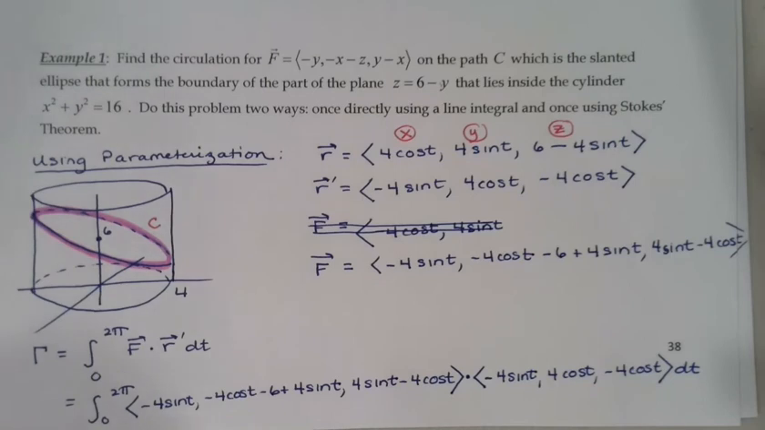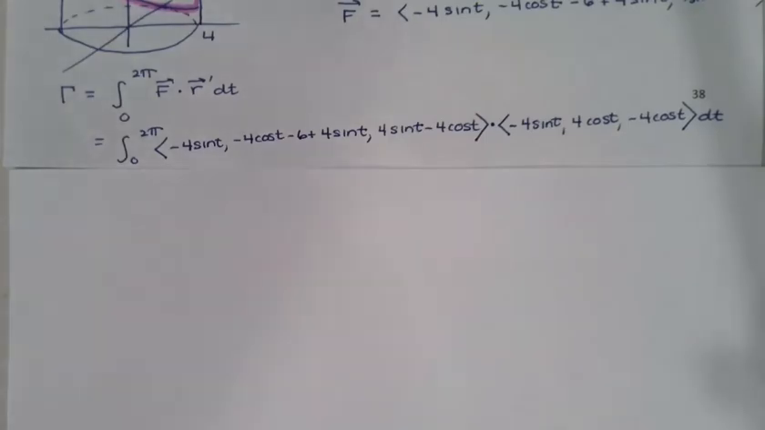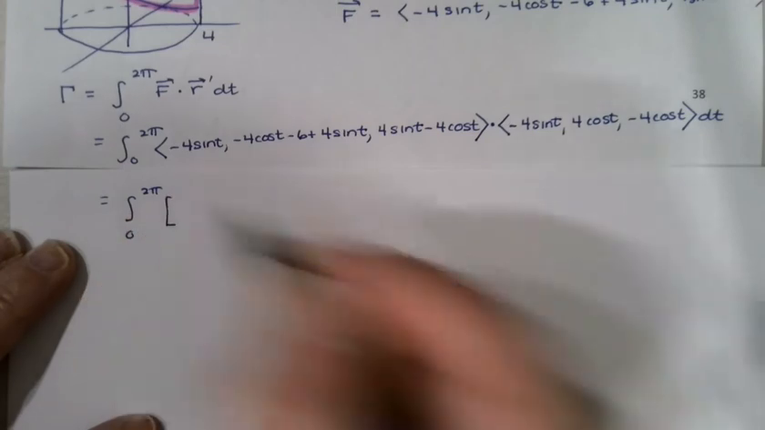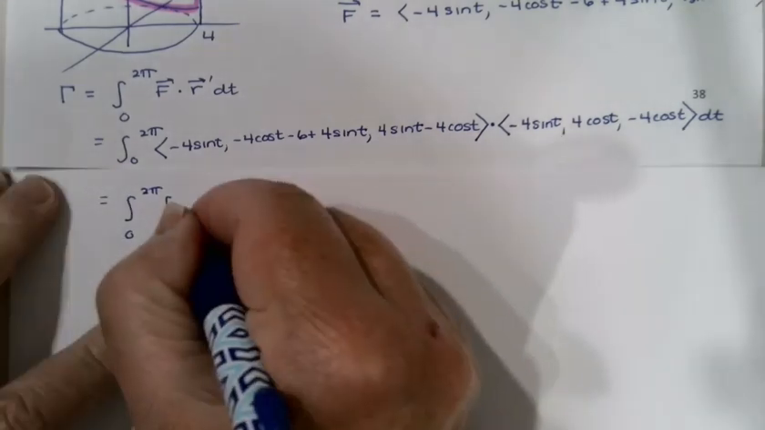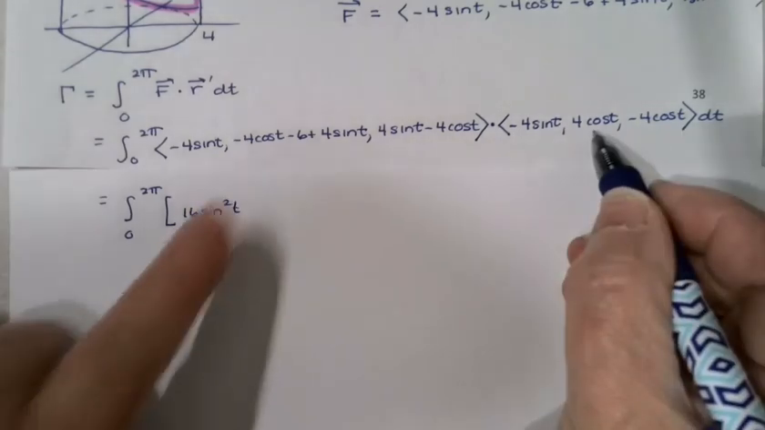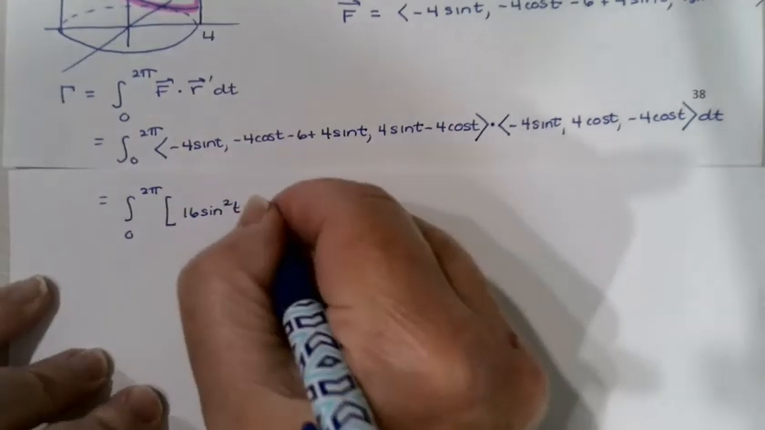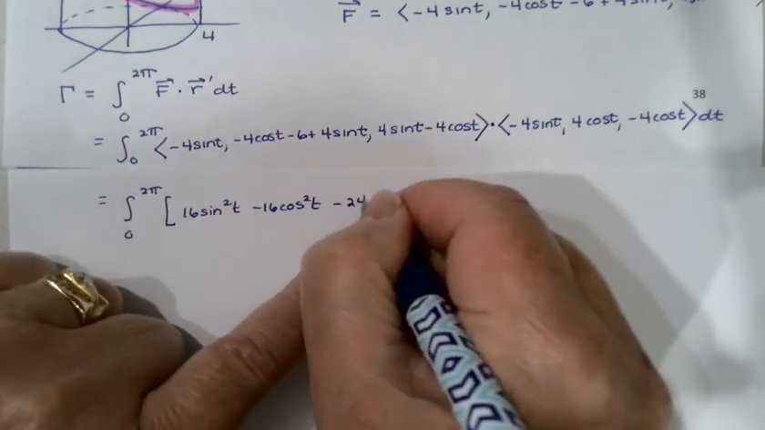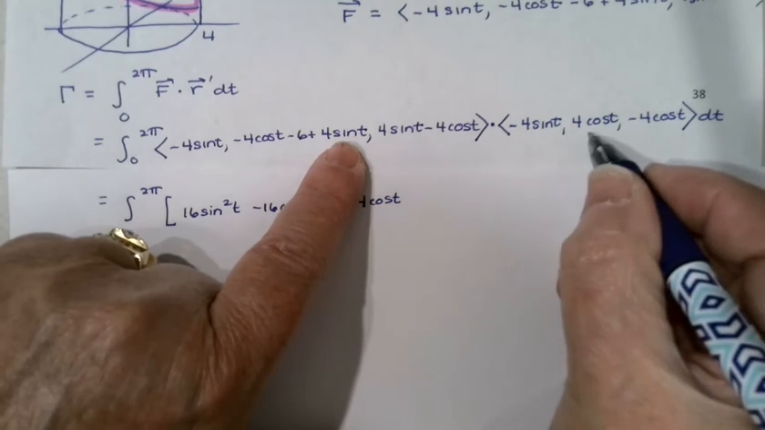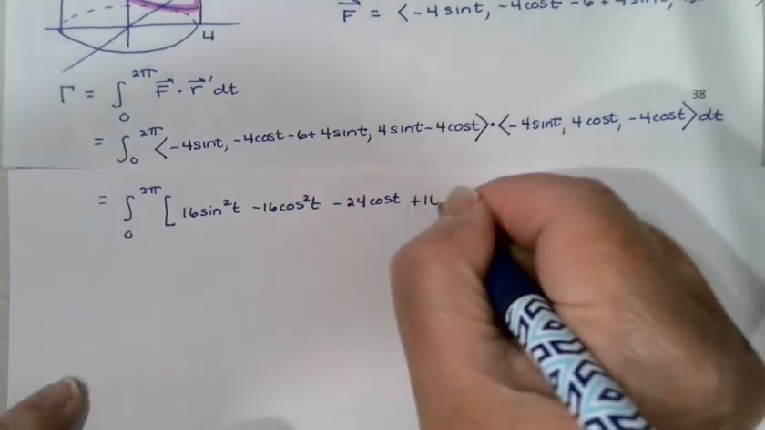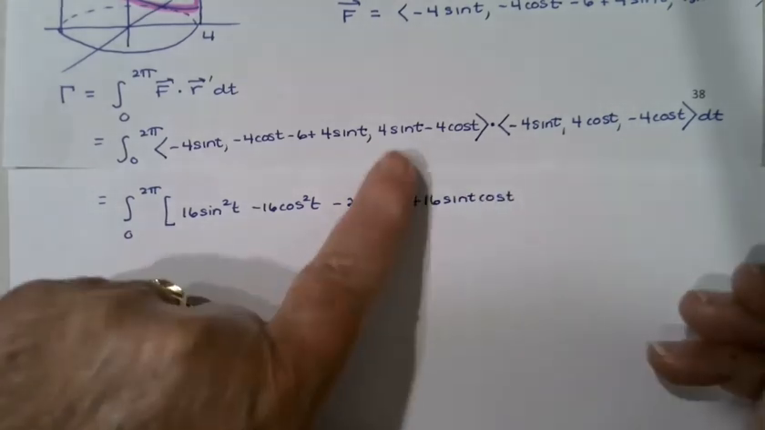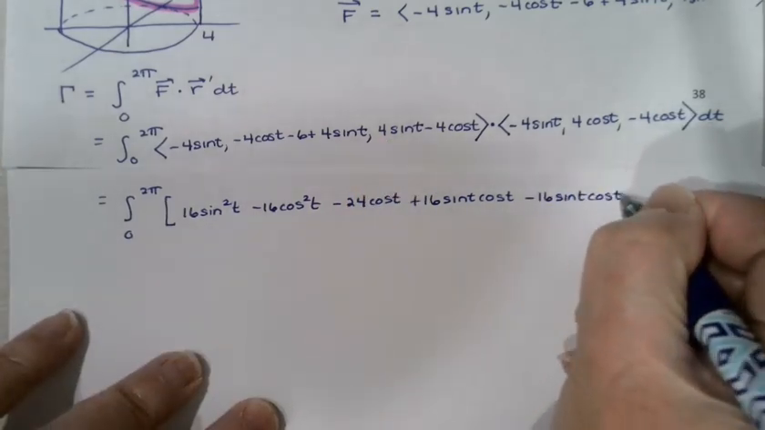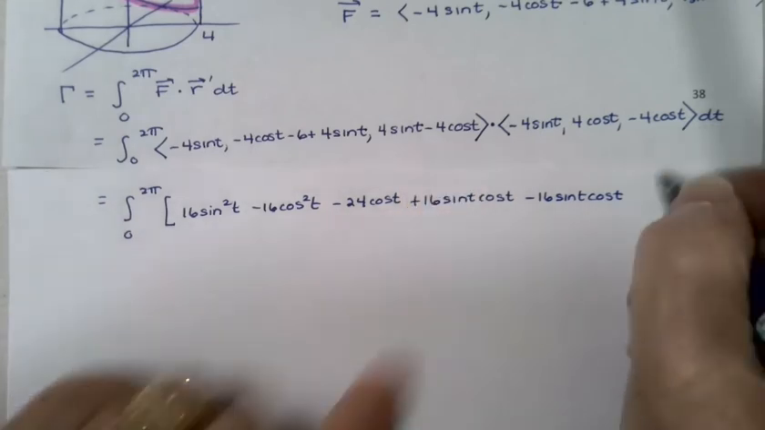All right, so here we go. We're going to evaluate our integral. So I've got to do that dot product. And I'm going to get 16 sin² t, and then I'll get a negative 16 cos² t, a negative 24 cos t, and a positive 16 sin t cos t. And then over here I've got a negative 16 sin t cos t and then a positive 16 cos² t.